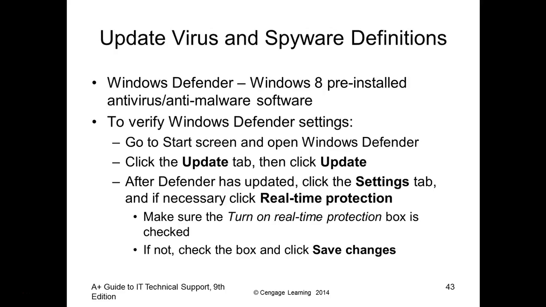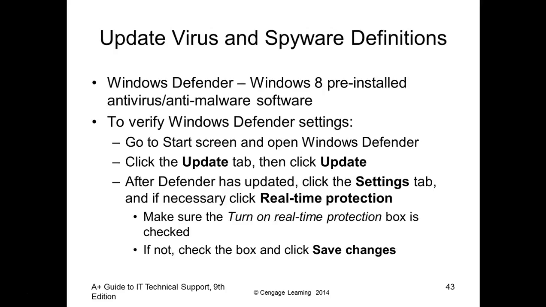Okay, so to get to this and verify it's working correctly, on the start screen, just click on Windows Defender or start typing Windows Defender in the search and it'll find it. Click Update and it'll automatically update. So this is important: with Windows 8 and 10, antivirus and anti-malware is already installed. This isn't the case on Windows 7 or anything prior.